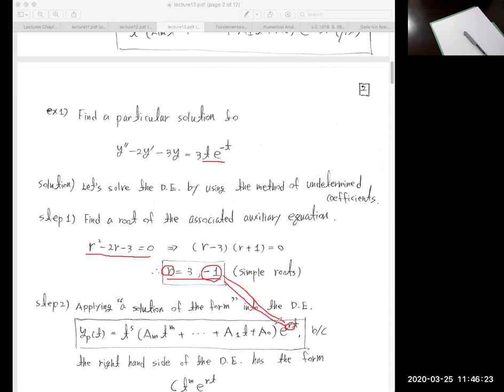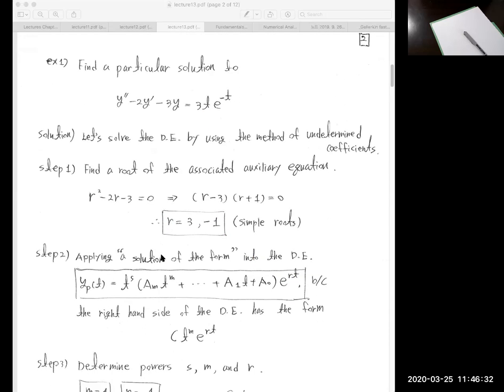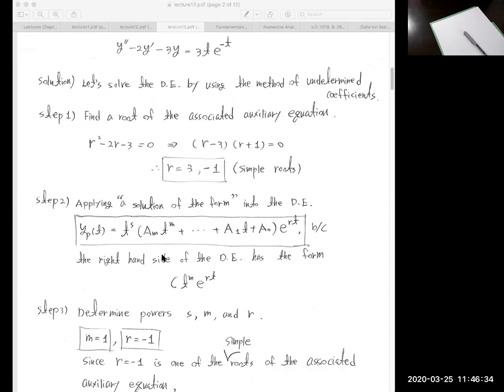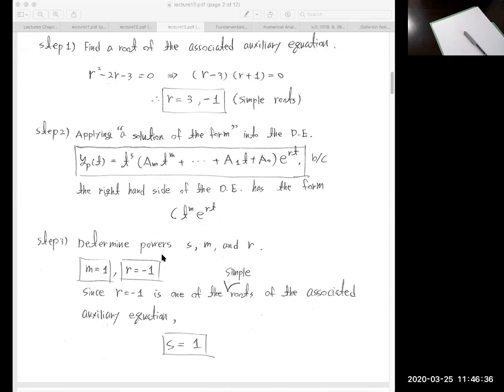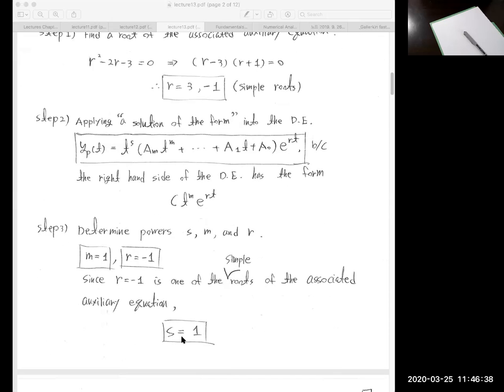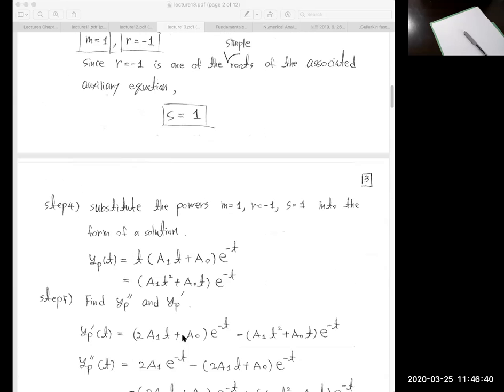Okay, right? So then what? S must be 1, okay? So S must be 1. So now, step 4: we figured out M, R, and S, right? So we substitute M, R, S into the form of the solution.